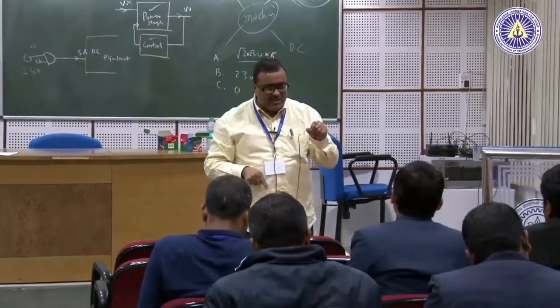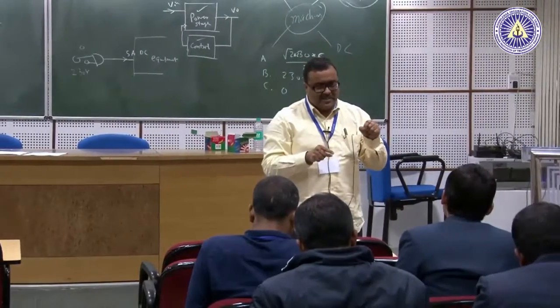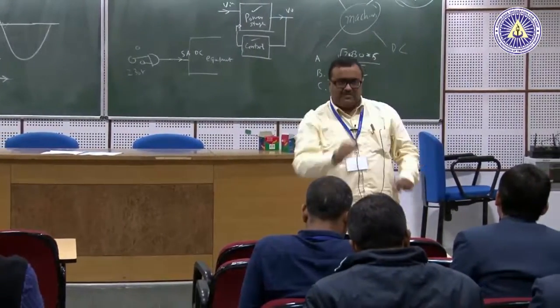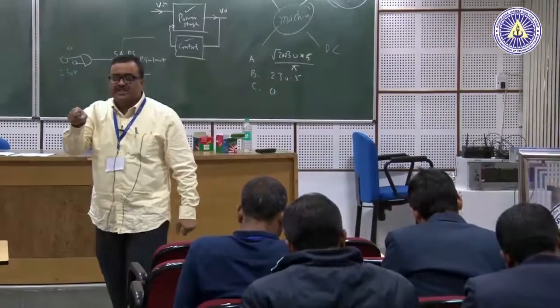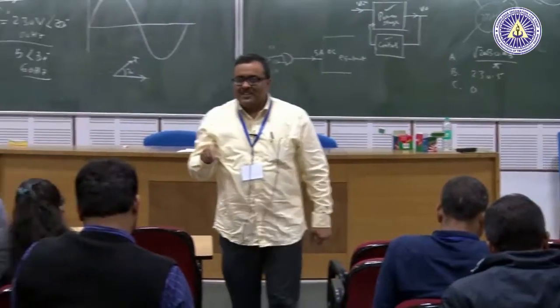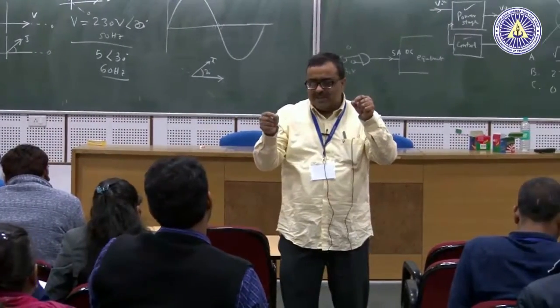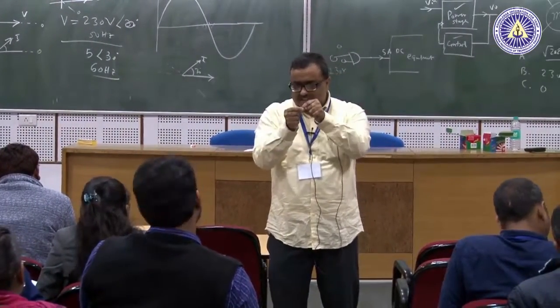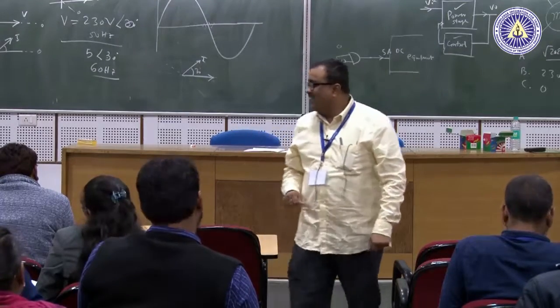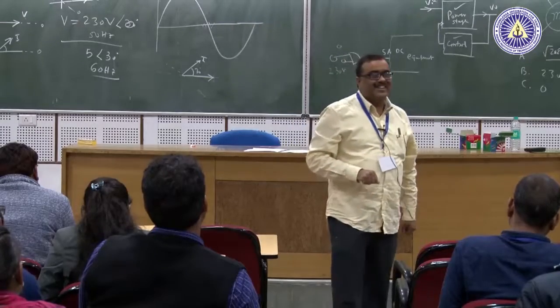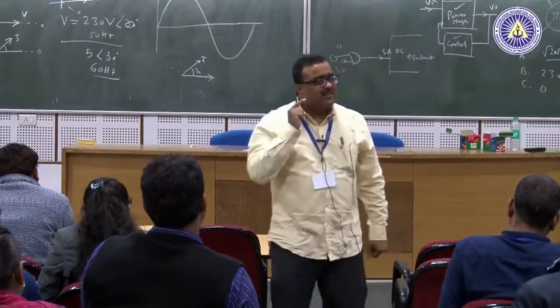Take 230 volt, multiply by 5, and draw the time domain waveform. Do you understand the question and what to do? We have 230 volt, 5 amp. You multiply that and draw it in time domain. The time domain of current or power? Power.